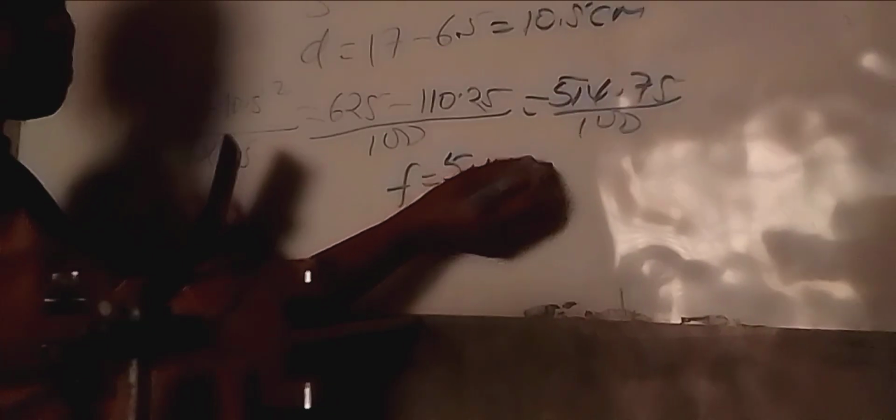So 625 subtract 110.25 is 514.75, divided by 100. So we get the focal length, taking 2 decimal places, as 5.1475. So we can set that approximately as 5.12 centimeters by using the displacement method.